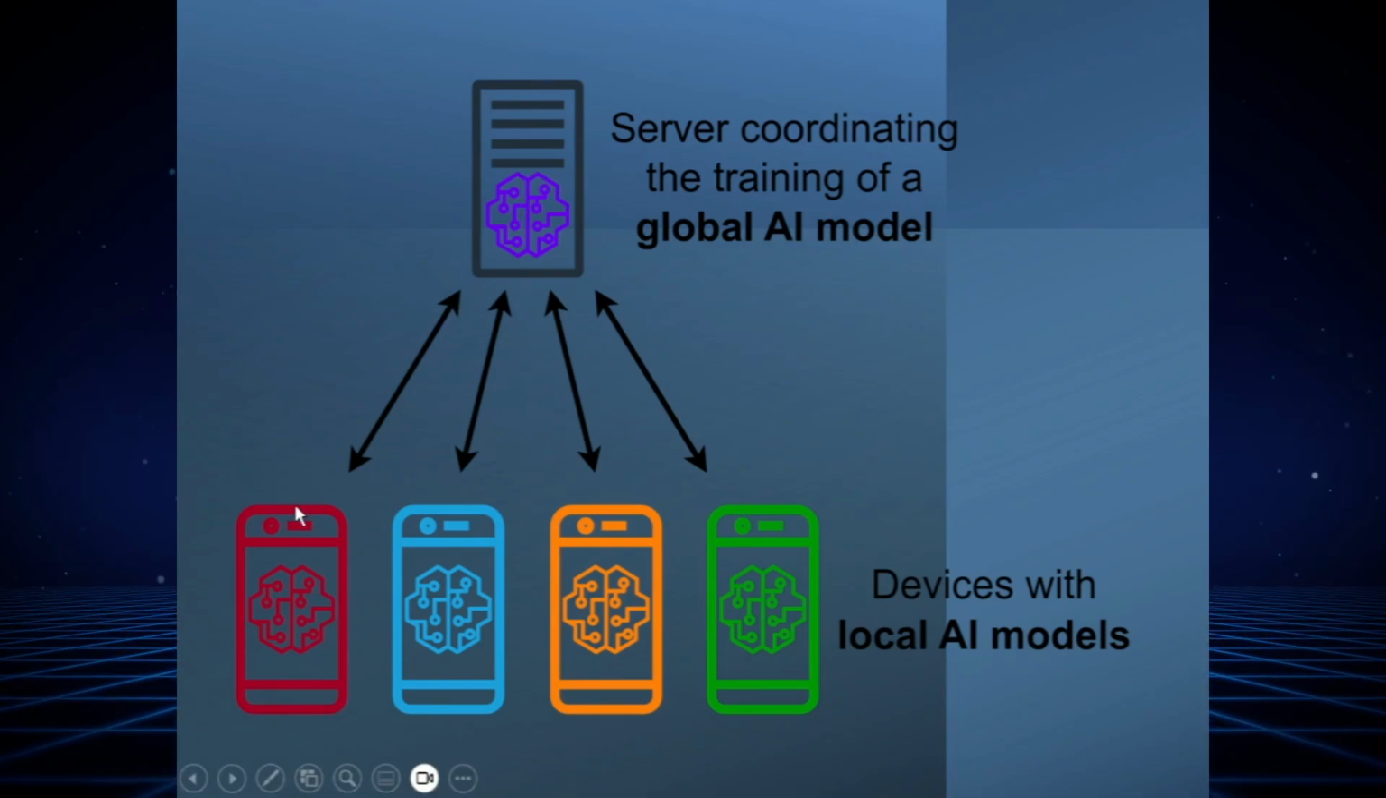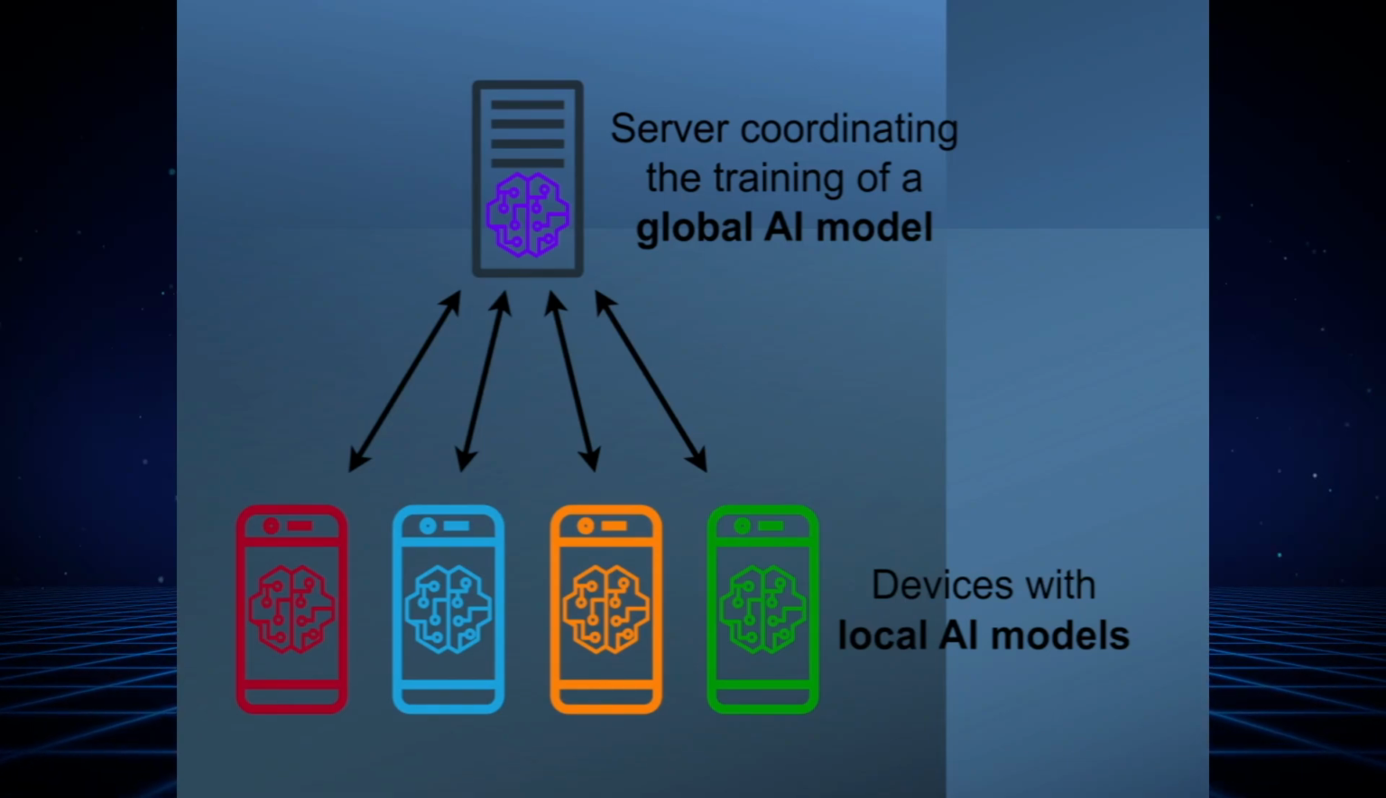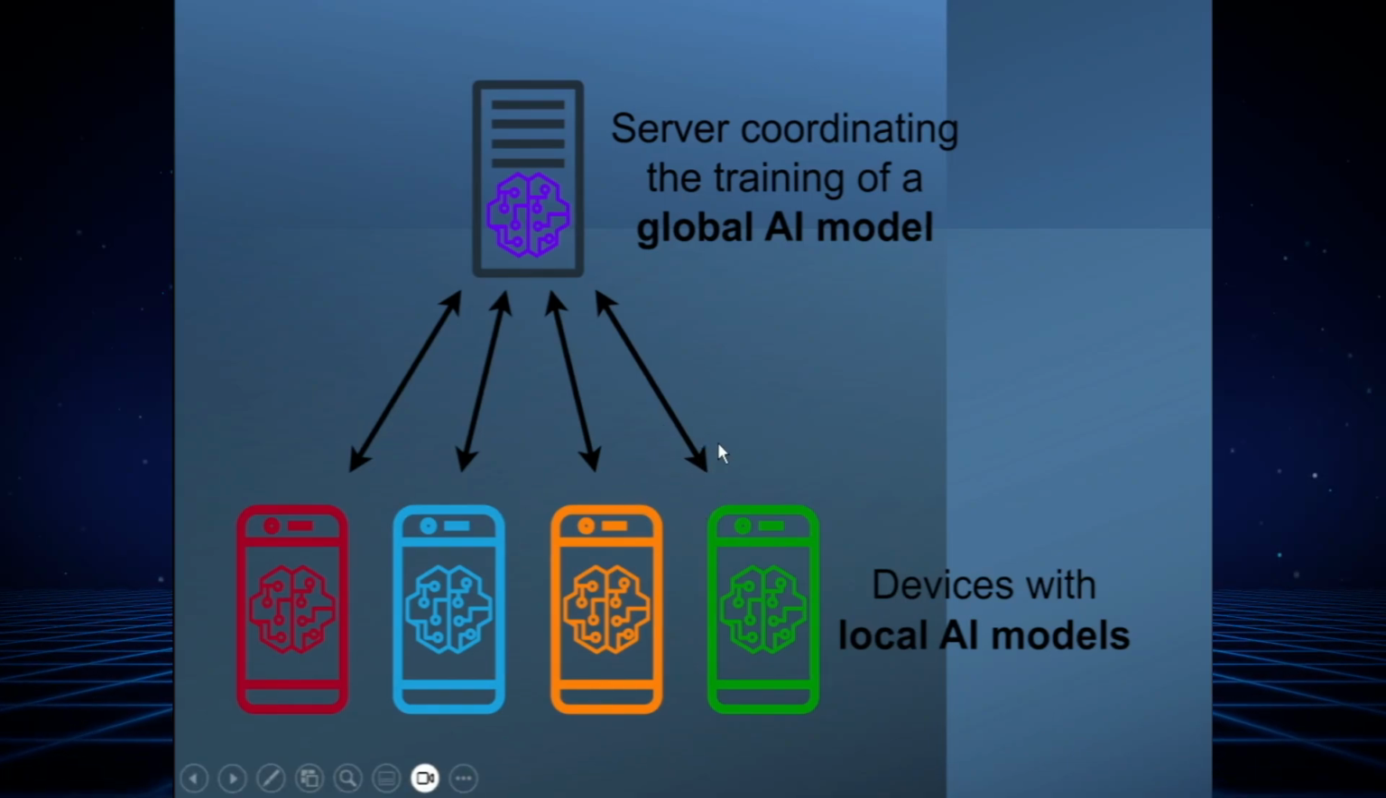Why this is useful: the system is strong and reliable. Even if one device turns off or goes offline, the rest can keep working just fine. It helps train better models using real-world data from many sources, making the AI smarter and more accurate over time.